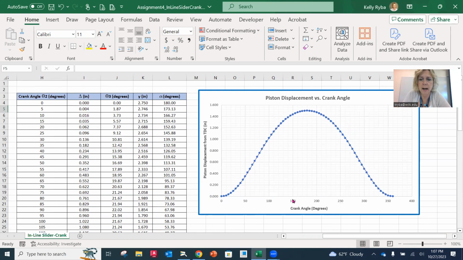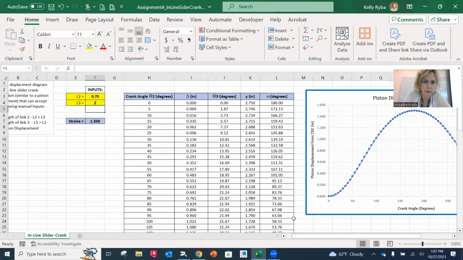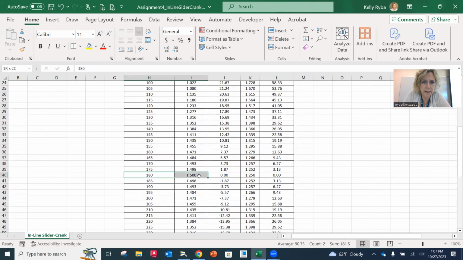So the crank angle is on the bottom here, and the piston displacement is your vertical axis, and you'll notice that it plots each one of those points on that displacement diagram. Now, because it's an inline, it's a mirror image after we get past 180 degrees. So if we go over here on our spreadsheet, we'll notice that at 180 degrees, if we look at the displacement on either side, you're going to see that they're the very same numbers. That's the nature of an inline; it just does its mirror image on the opposite side.